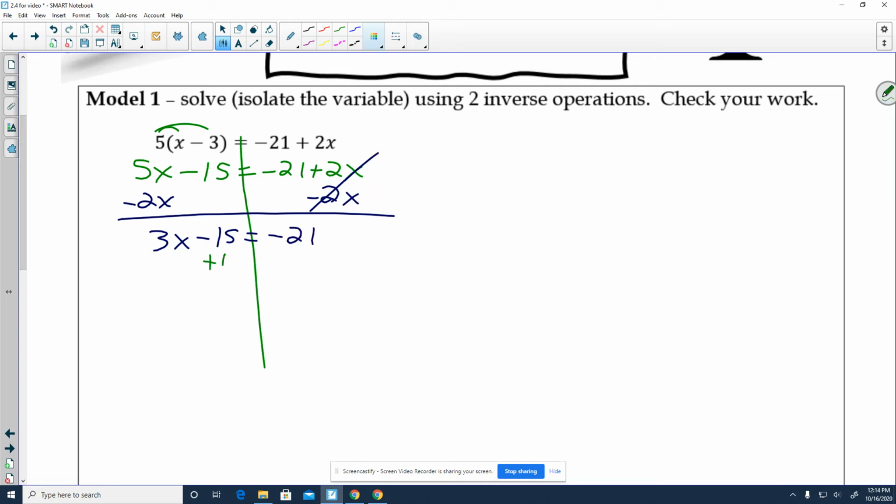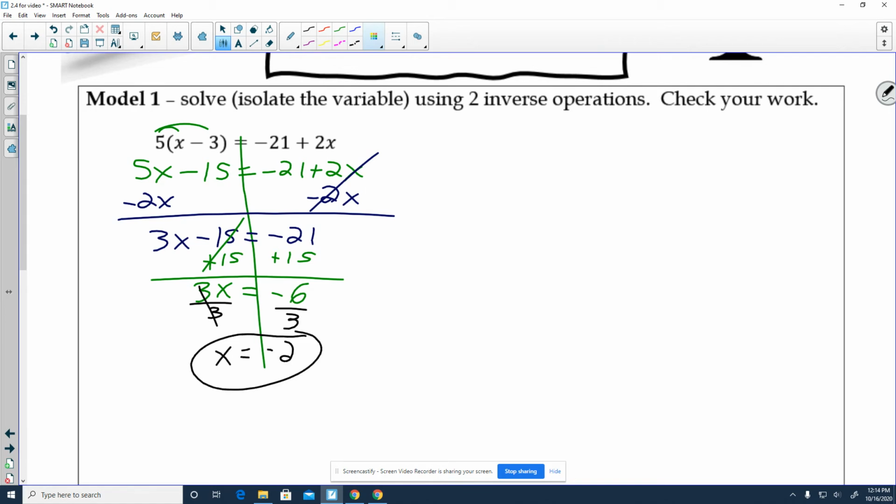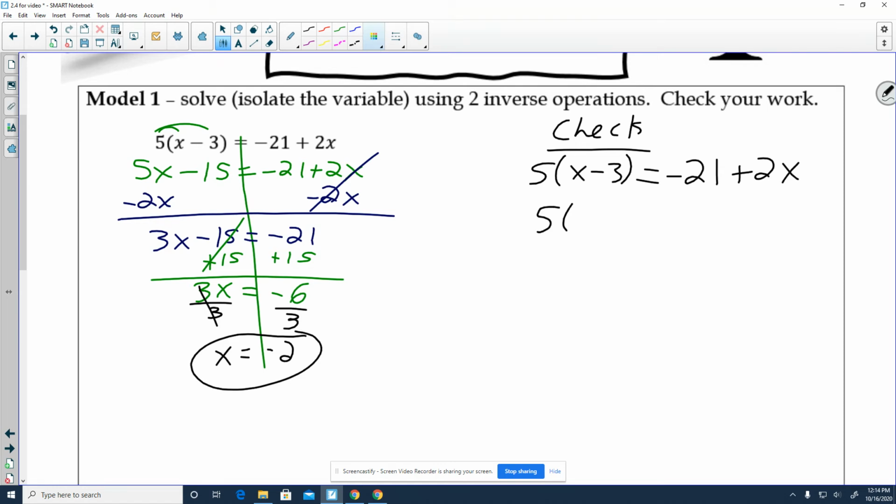Okay, add 15 to both sides. Get 3x equals negative 6. After we divide both sides by 3, we get x equals negative 2. Okay, now we got to check. So take our original equation, 5 times (x minus 3) equals negative 21 plus 2x. And now whenever I see an x, I'm going to plug in my negative 2.